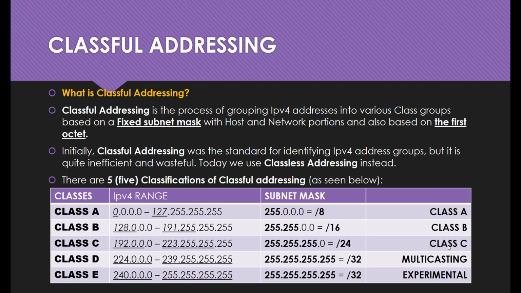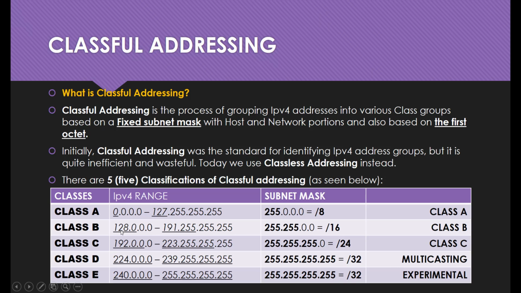So there are 5 classifications of classful addressing as seen below. The first class we have is class A, with the first octet ranging from 0 to 127, as we can see here, and a subnet mask with the first octet being all ones, which means that the first octet is the network portion. We can also see the subnet mask notation as /8, which means the first 8 bits are all ones.